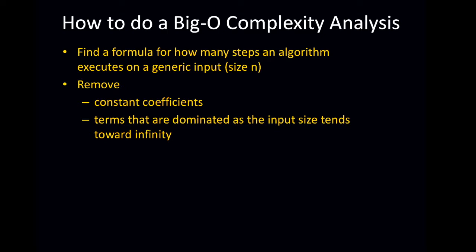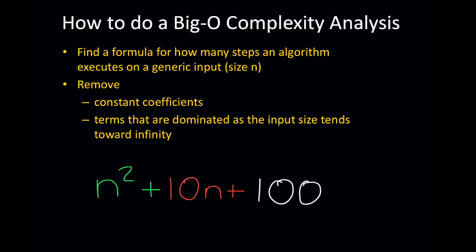So we'll do an example. Let's say that we determined a formula for the number of steps an algorithm took, and it was n squared plus 10n plus 100 steps. What would the big O runtime complexity be for this algorithm? First, we remove constant coefficients. That's 10 and 100 here. Then we remove terms that are dominated as the input size increases. But how do we do this?